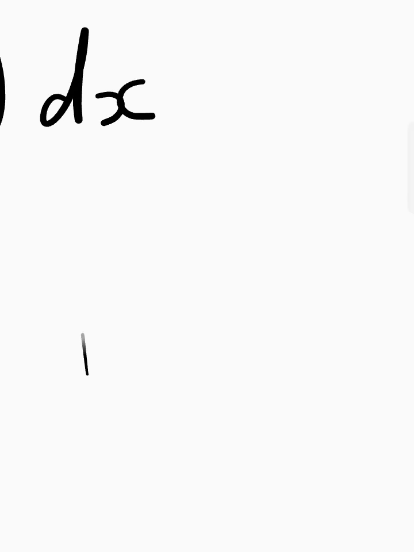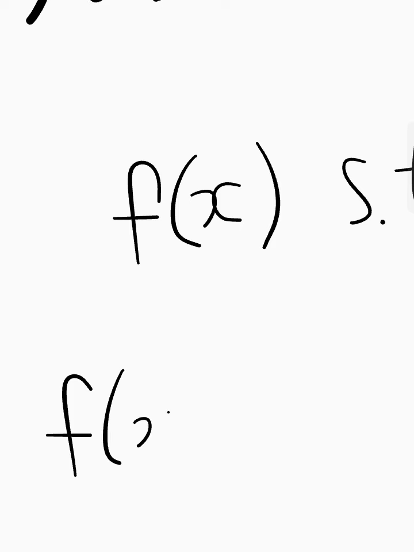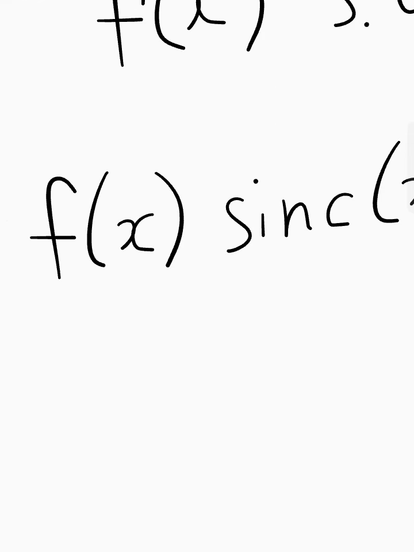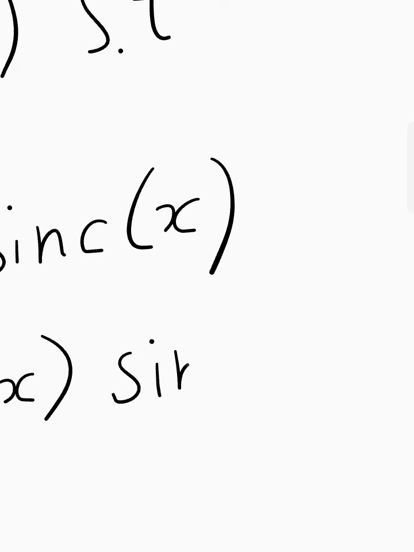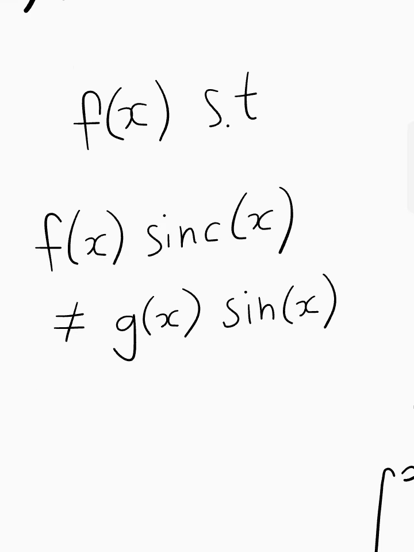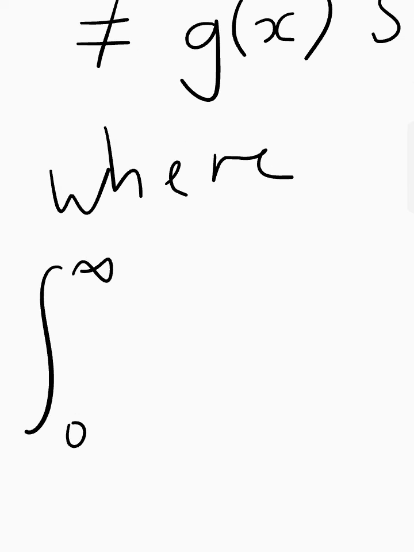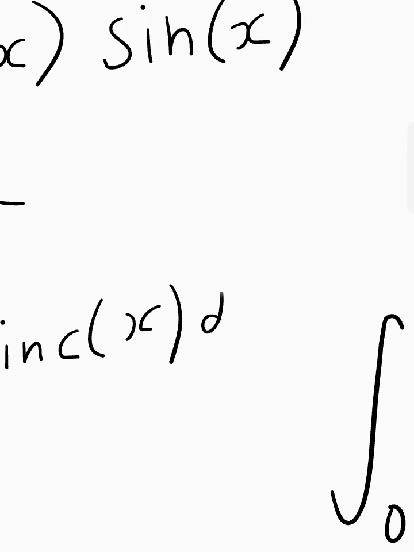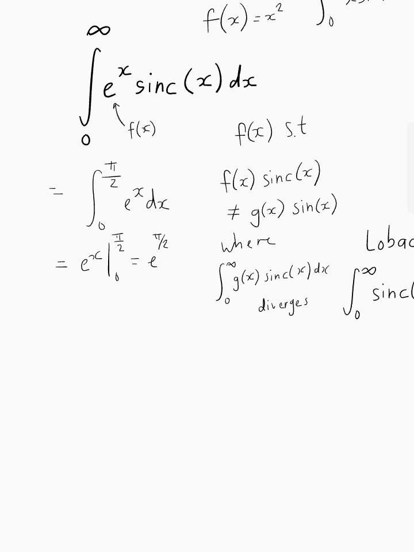So it works for an f of x such that f of x times the sinc function of x is not equal to some new function g of x times sine of x, where the resulting integral from 0 to infinity dx diverges, because of course divergent integrals aren't of much use to us.